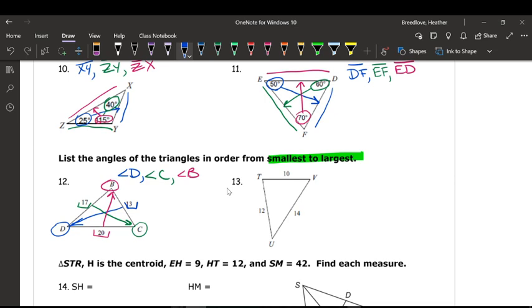Same thing for number 13. Smallest side is 10. 10 is across from U. So angle U is the smallest angle. 12 is the medium side. It is across from angle V. So angle V is the medium angle. That means 14 is the largest side, and that is across from angle T. So angle T is the largest angle.